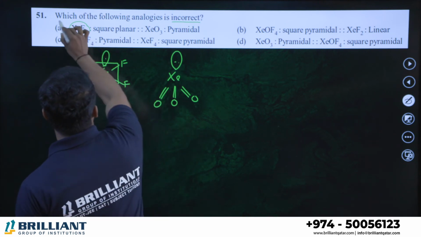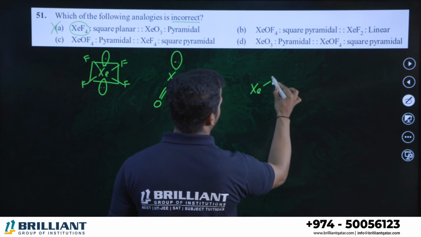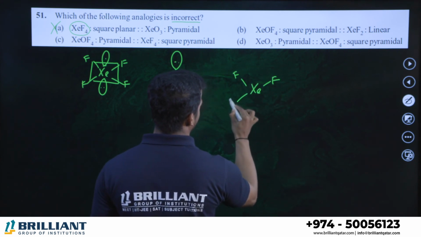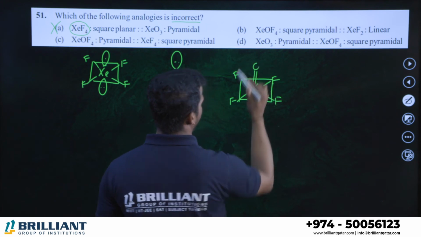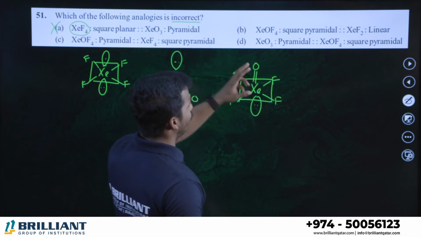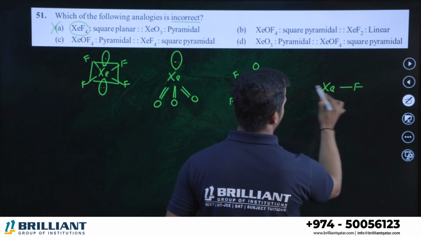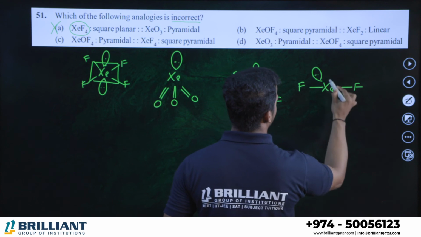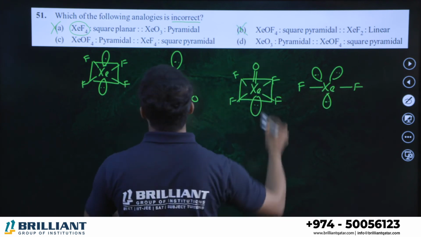Not option A. Option B, XeOF4. XeOF4 structure, dear all, it is like this: a square pyramid, and one lone pair is there. XeOF4 square pyramidal, correct one. XeF2, yes, linear. XeF2 linear with 3 lone pairs. That's also correct. So not option B.